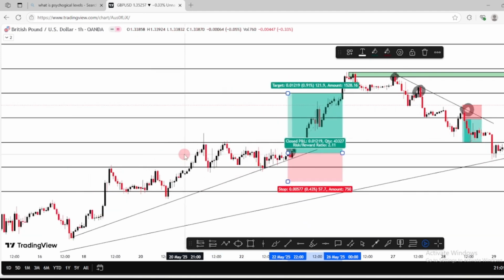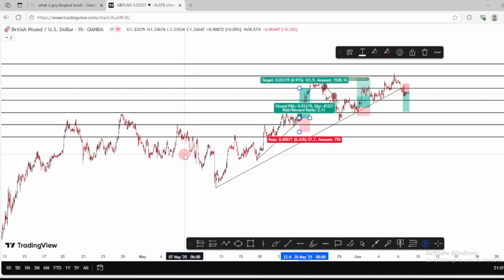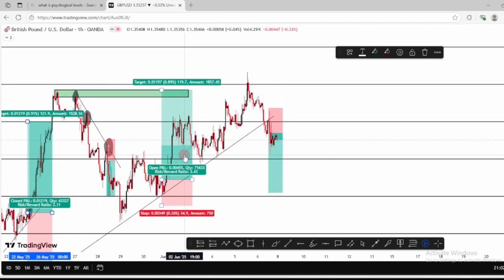Okay, so that is how to trade with psychological levels. Trade it with trend lines, price action, either SMC, anything you want to do with it, and it works perfectly.